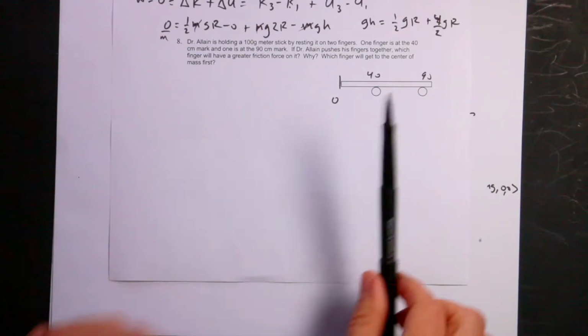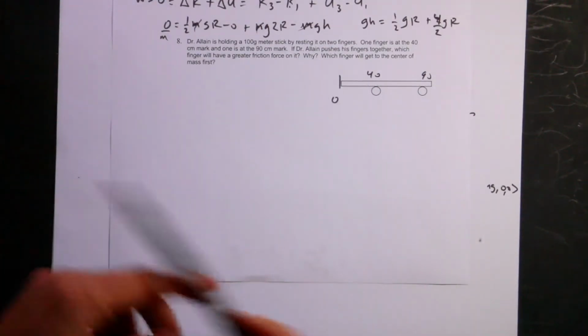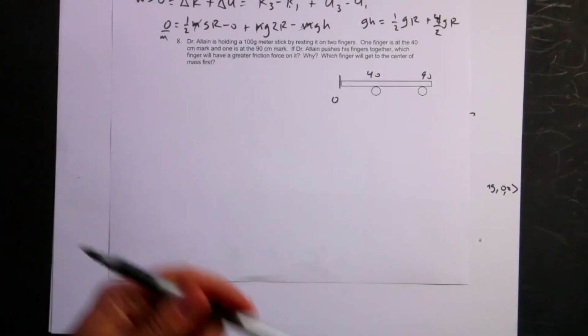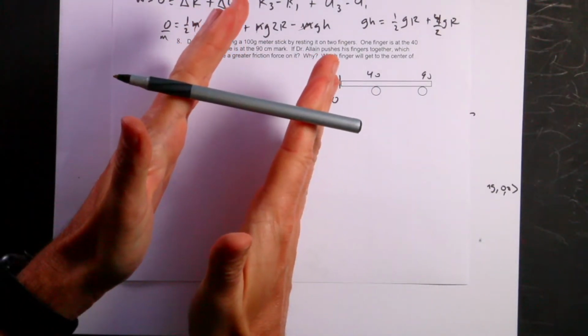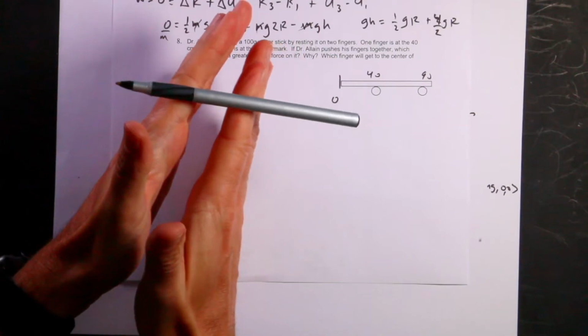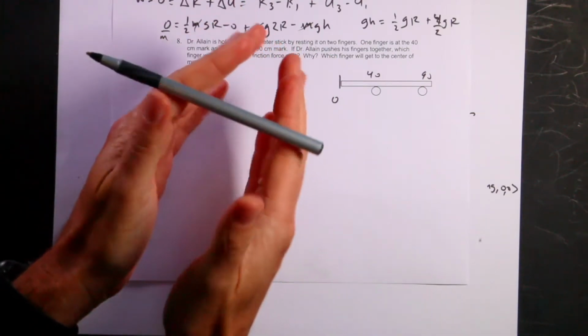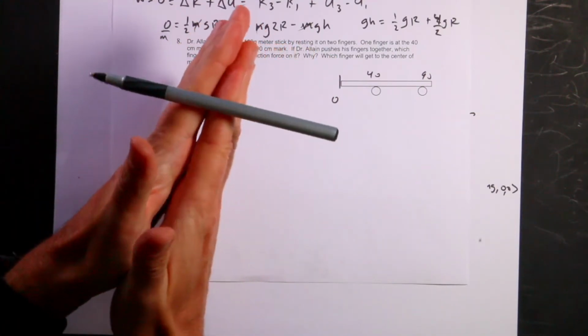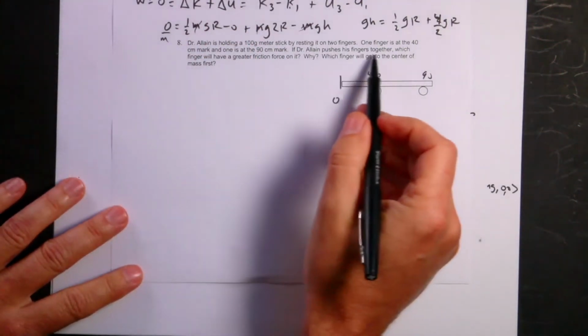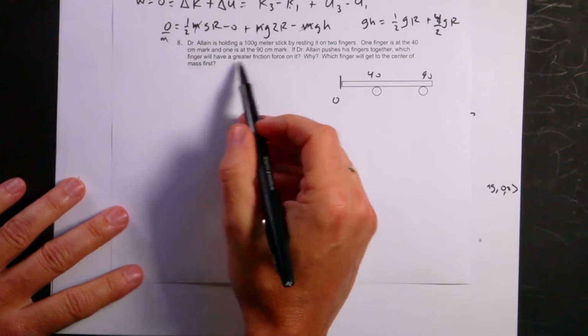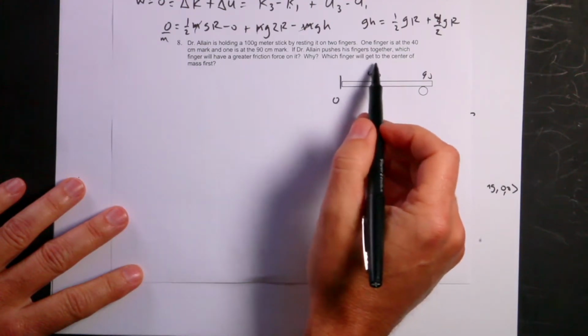This is actually based on a trick. This is a great friction trick. If I move my fingers towards each other, they meet at the center of mass. Which finger will have a greater friction force on it? Why? Which finger will get to the center of mass first?